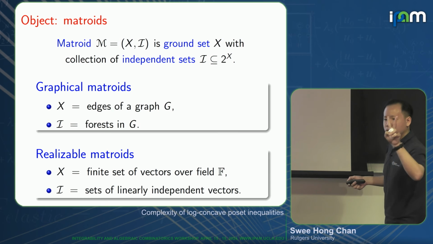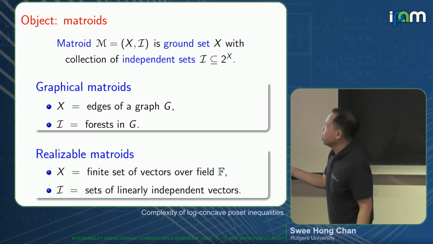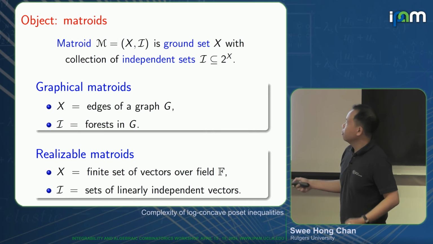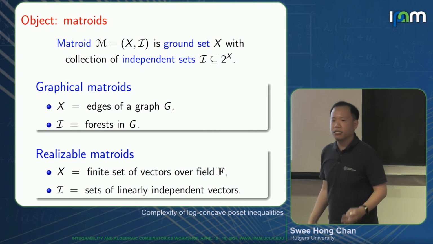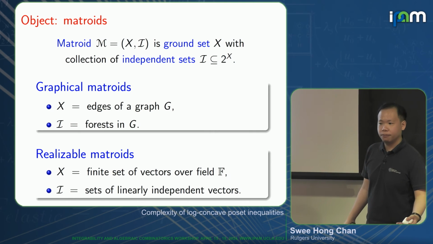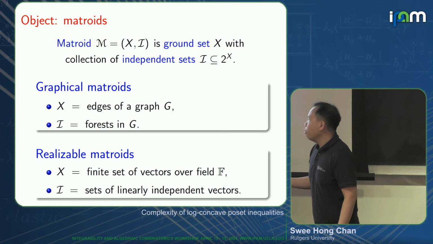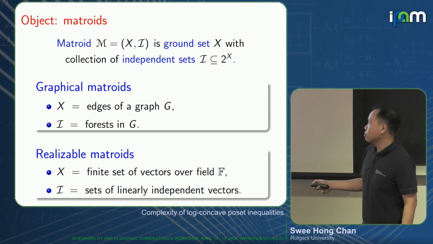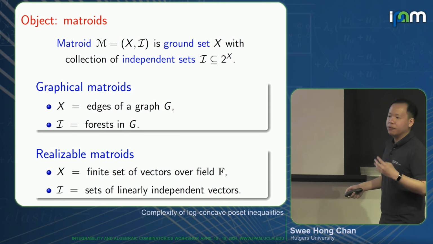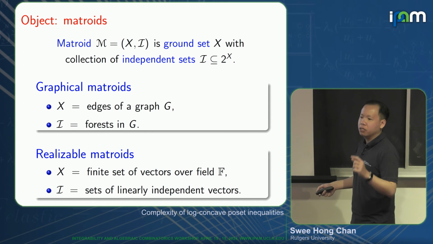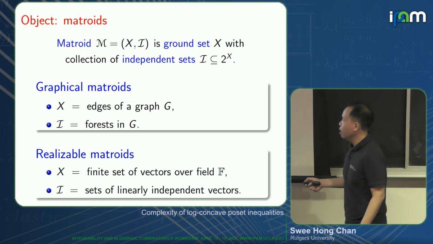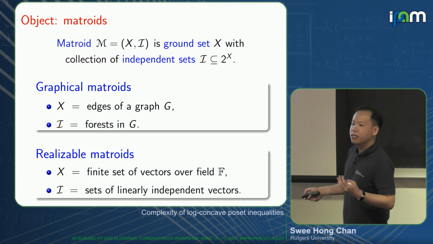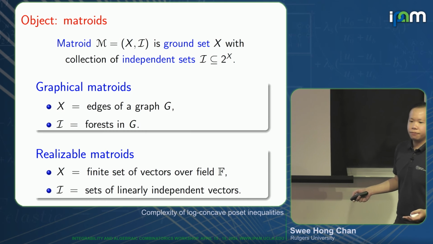The two special ones that you need to remember for this talk: the first one is a graphical matroid, where the ground set is the edges of a graph, and the independent sets are the collections of edges that form a forest. The second one is called a realizable matroid, where X is any finite set of vectors over any field. In particular, we only care about F2. And our independent sets will be the sets of linearly independent vectors. Okay?